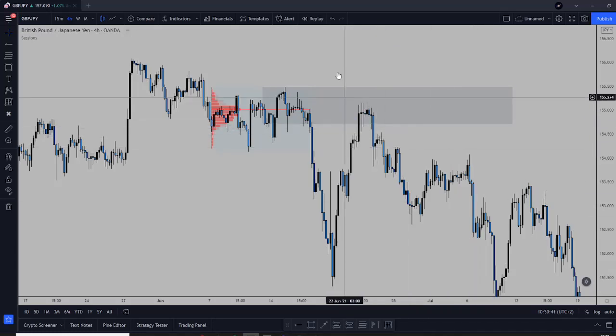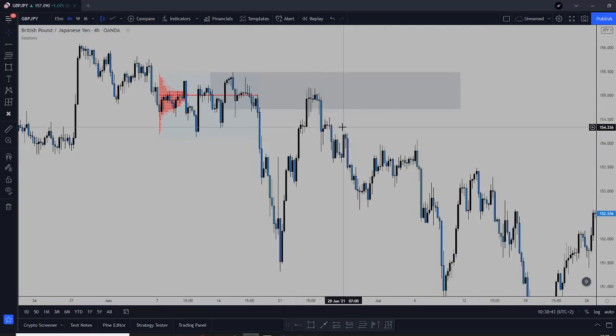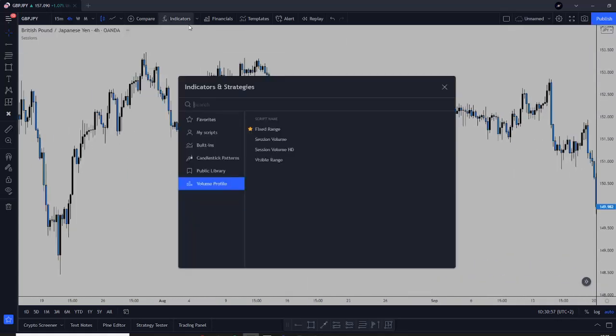So definitely very nice place to enter as well. Where did it go? Point of control. It actually respected it. It didn't even close above. Again, wicks. Yeah, that's just crazy, guys. So guys, this is a crazy tool. Obviously you can use the other ones as well.